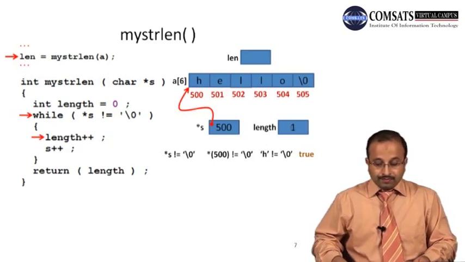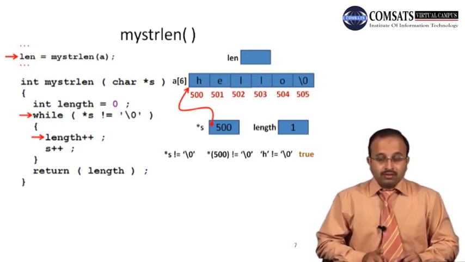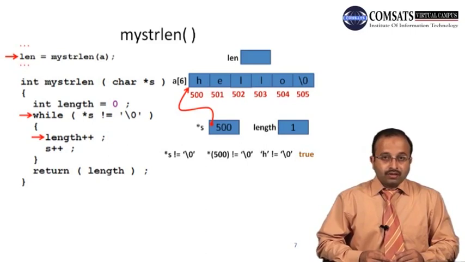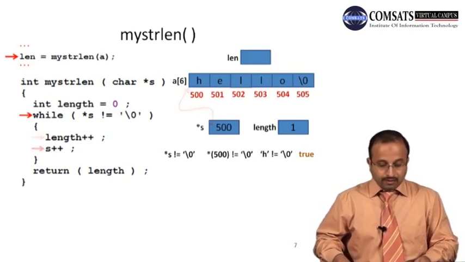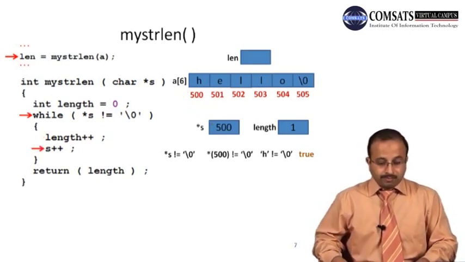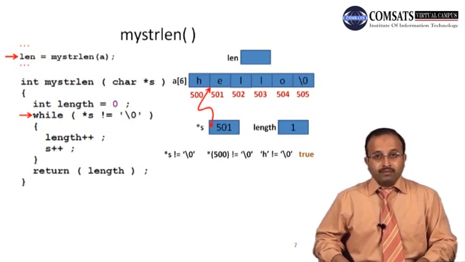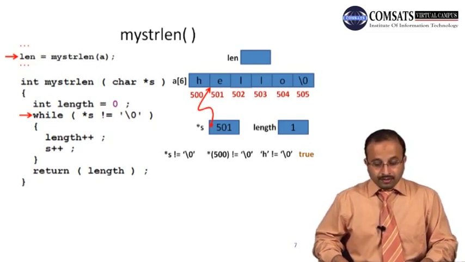It increments length. That means it found the first character that is not null. So it increments the length variable, which is calculating the length of this string. Then you increment the pointer. So s plus plus: s contains 500, then the new value of s is 501, because the type of s is character, it's a character pointer. So the next character value will be 1 byte away from the previous value. Previous value is 500, then the next value is at address 501.